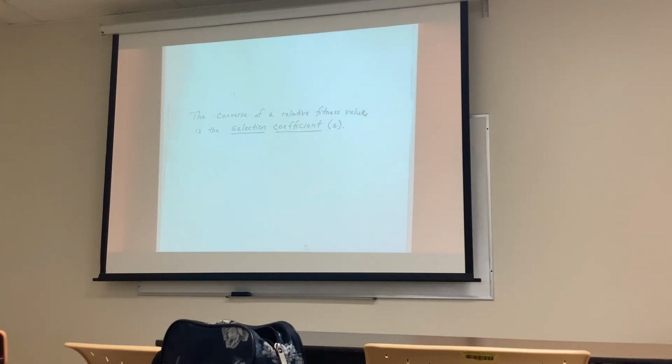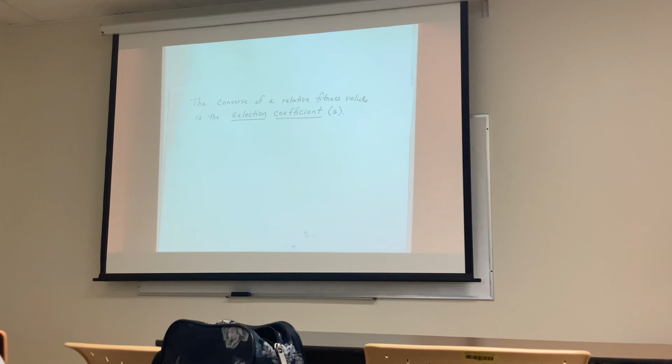The opposite of relative fitness is the selection coefficient, symbolized by little s. The selection coefficient is also a number between 0 and 1, and it's the opposite of the other one. So the relative fitness plus the selection coefficient gives you 1. So if you know one, you can calculate the other. Relative fitness tells you who makes it, and the selection coefficient tells you the opposite, who doesn't make it, right?